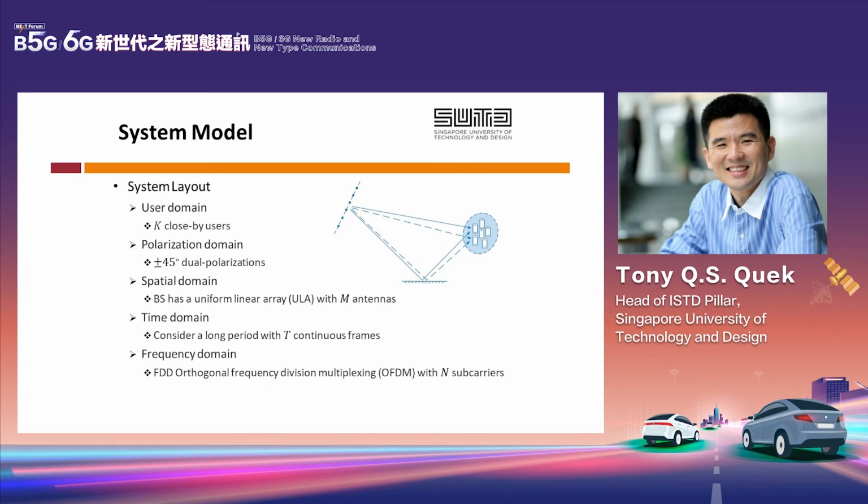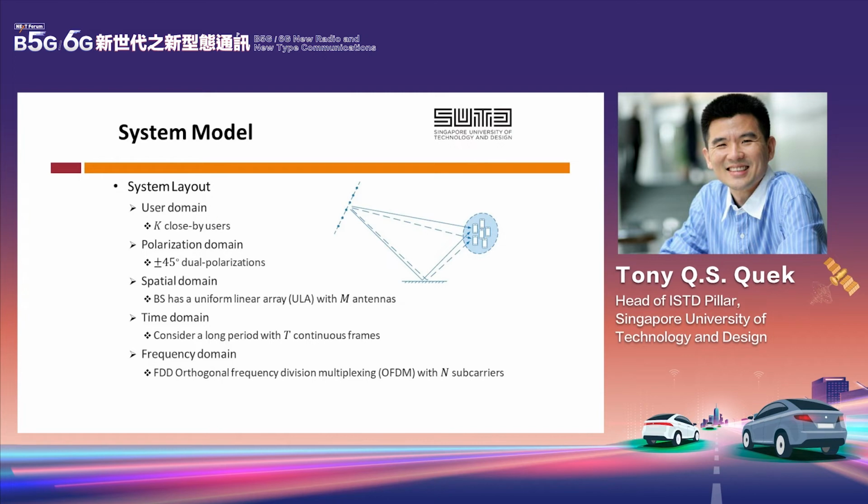So I have a system model of user. I have K close by users. Users are close together. There's a polarization domain, so this is my angle, and a spatial domain. The base station uses a uniform linear array with M antennas. And time domain, I consider a long period of T continuous frames, sufficient time so that I can actually acquire, perform my channel reconstruction.